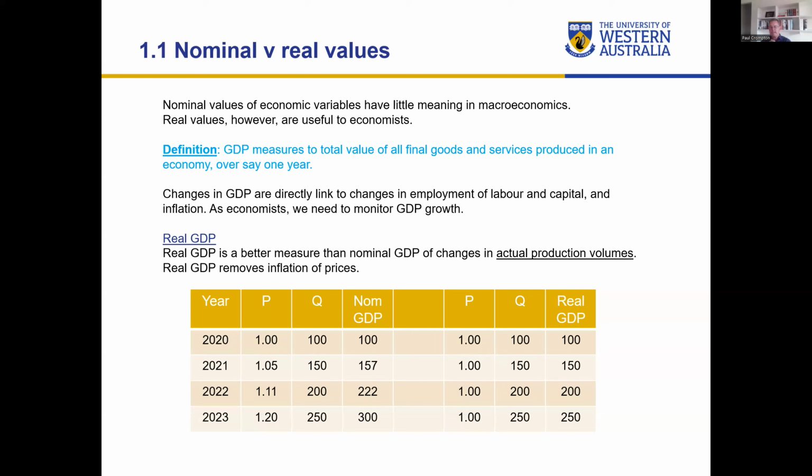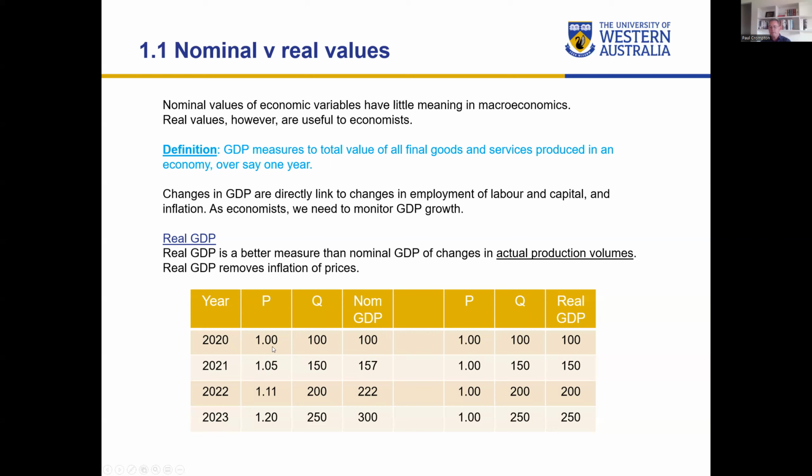Now let's just keep this simple and imagine that we're talking about food. And this is the total production in Australia for 2020. And all we produced was food, and we produced 100 units of food. And the average price level of that food was $1 per unit. In this case, nominal GDP would be 100.